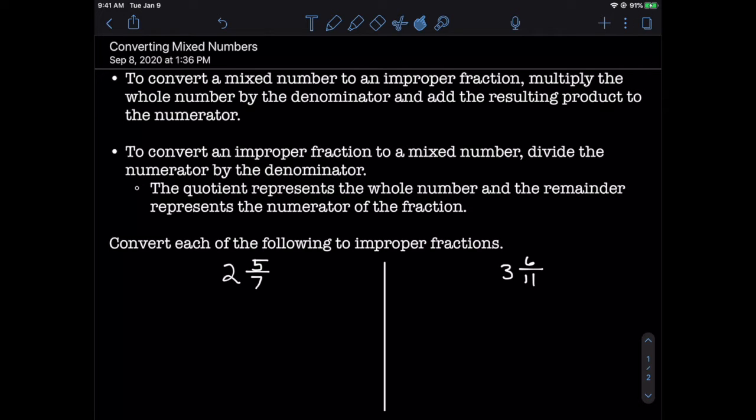If you want to convert a mixed number into an improper fraction, you're going to multiply the whole number by the denominator and then add what you got to the numerator.